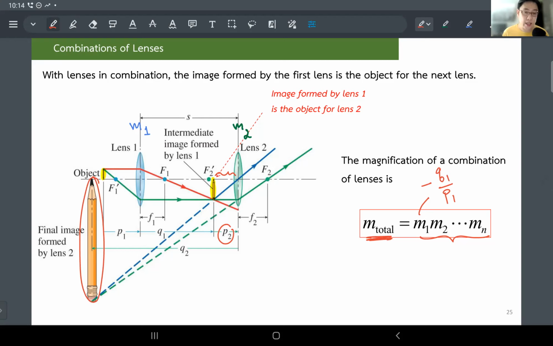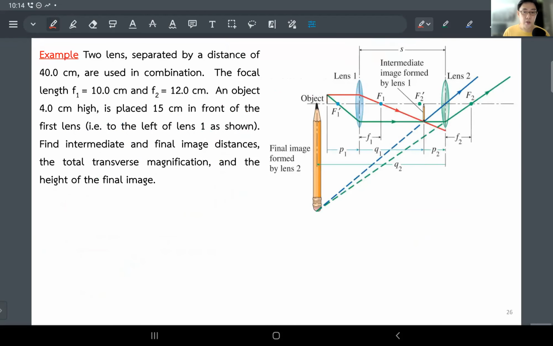All right, so let's take a look. How can we really do this one? All right, so now the question goes like this. So 2 lenses, I think it's supposed to be 2 lenses. That's my bad. Lenses separated by a distance of 40 centimeters and used in combination. The focal length F1 is given, and F2 is also given.